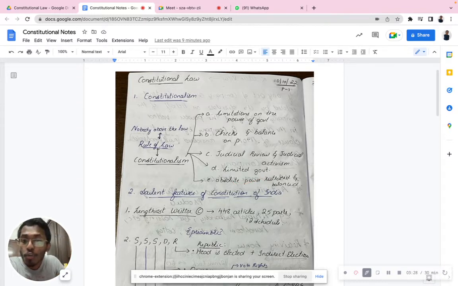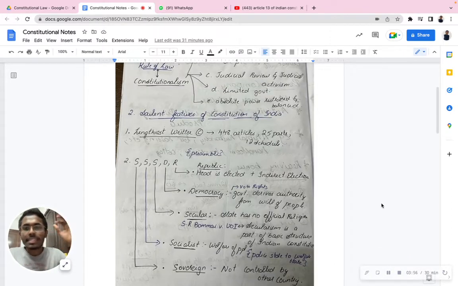Now what do you mean by the rule of law? The rule of law principle means everyone is equal in the eye of the law. For example, if I'm the prime minister or the president, still everyone is equal in the eye of the law. If they commit a mistake, they will also be punishable. If a poor person commits a mistake, they will also be punishable. So nobody is above the law. Rule of law is uplifted through the pillar of constitutionalism. This is an important aspect we can understand from rule of law as well as constitutionalism.